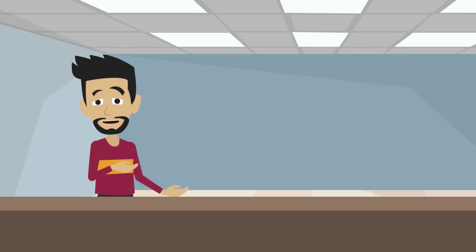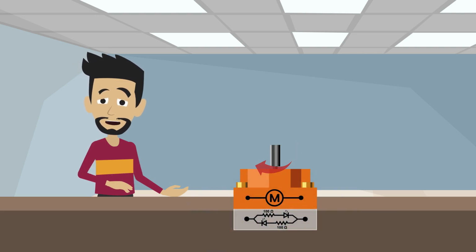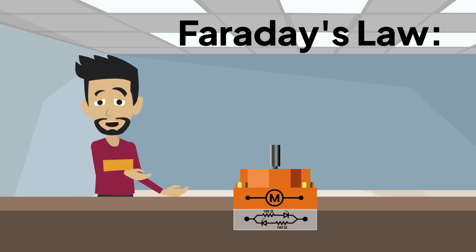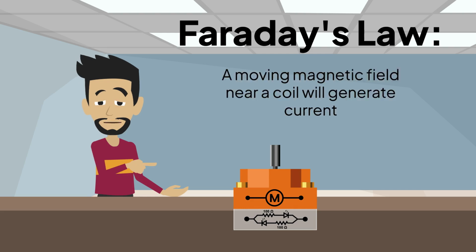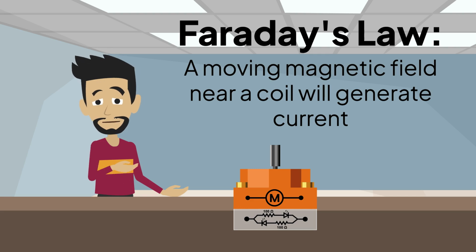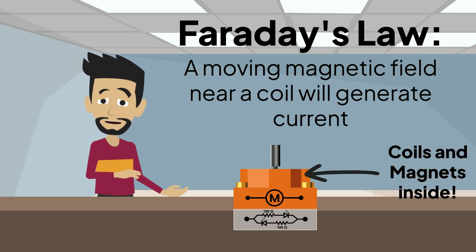Now let's go back to your motor activity we did at the beginning of this lesson. When you spun the motor, it powered the LED. That's because a moving magnet can also create electricity. This idea is called Faraday's law. It says that when a magnetic field changes near a coil, it makes electricity flow. That's exactly what's happening inside your motor. There's small magnets inside that are moving past coils of wire.